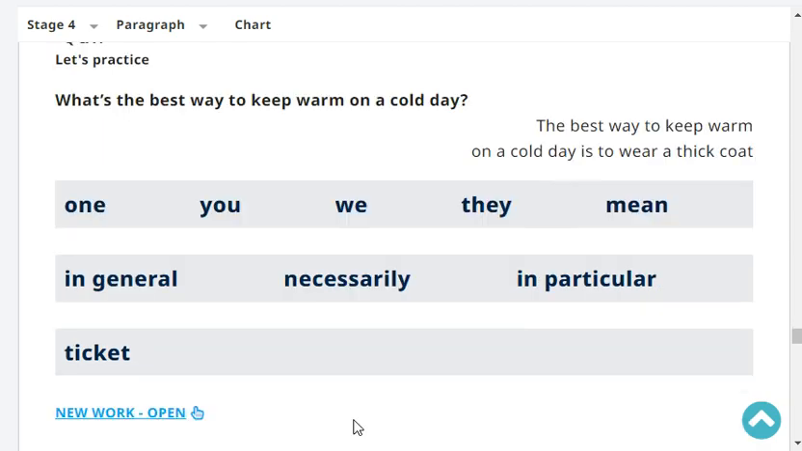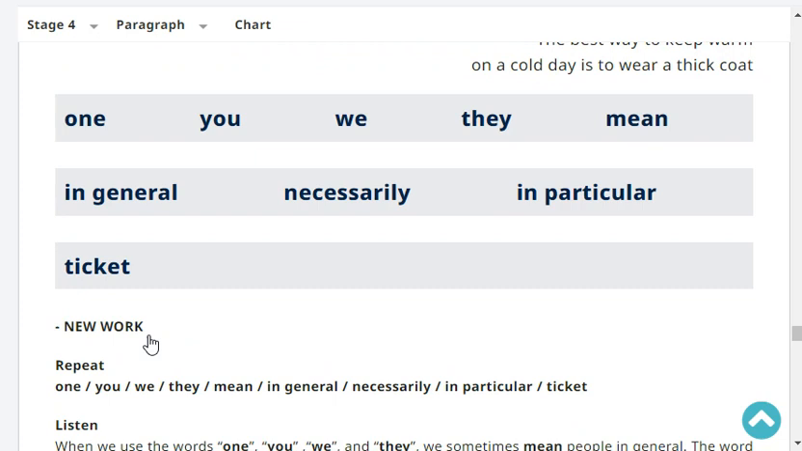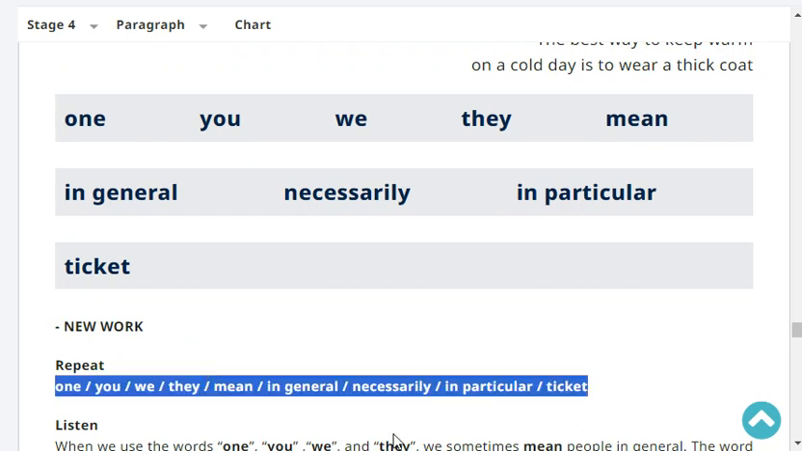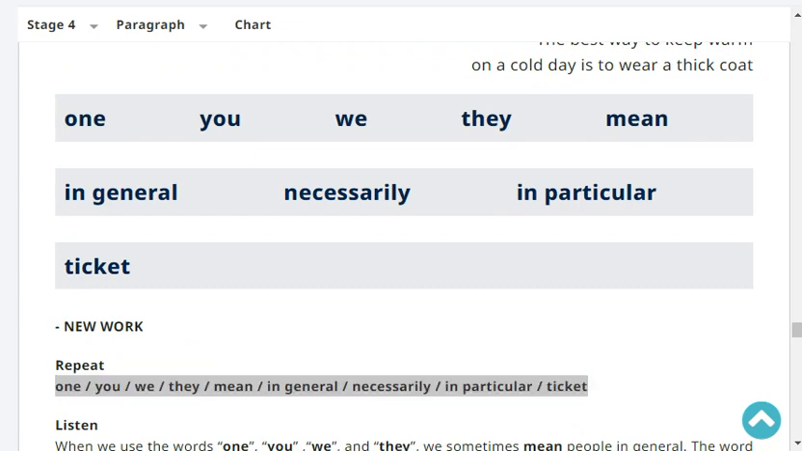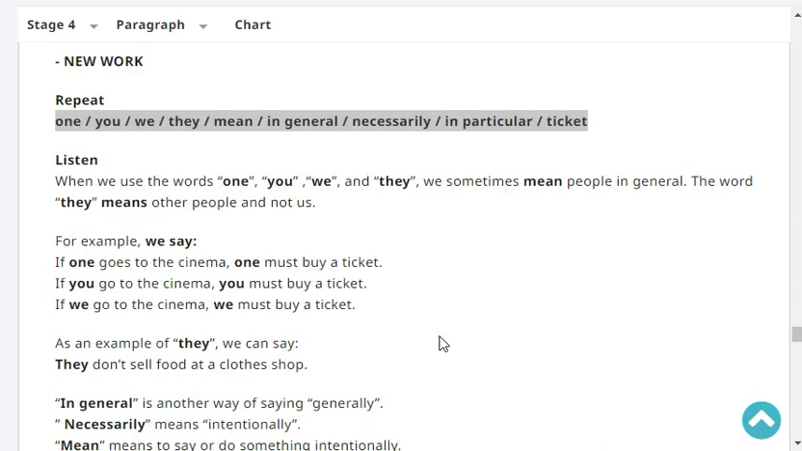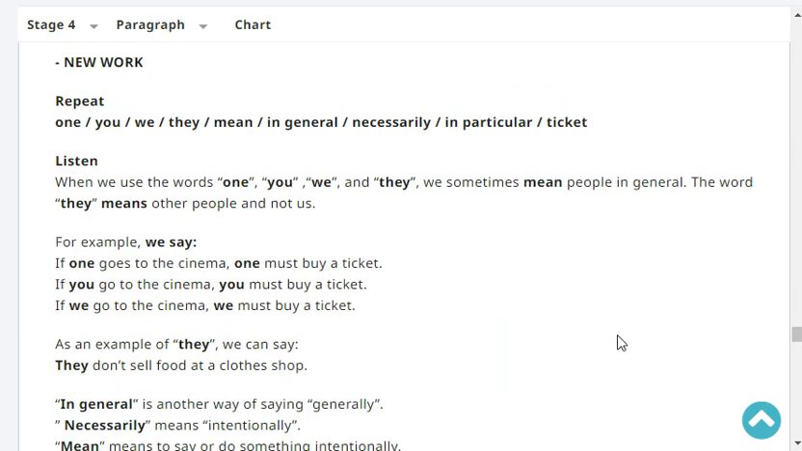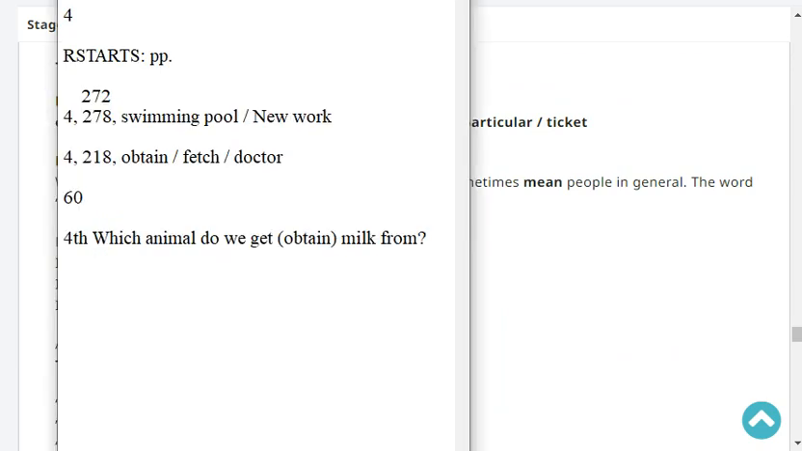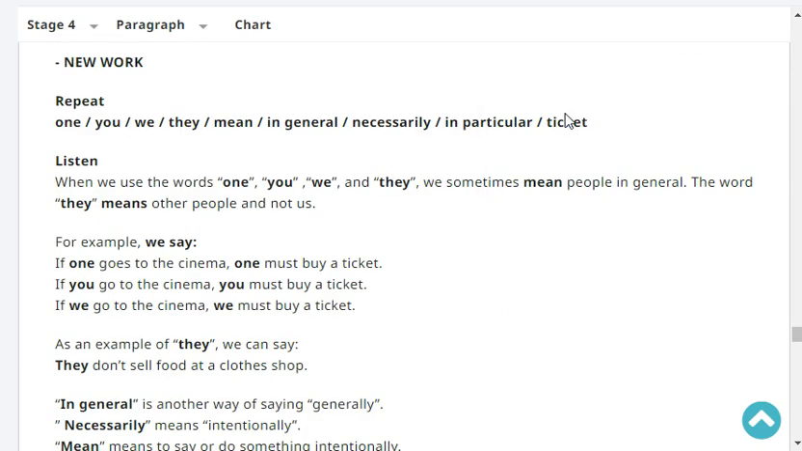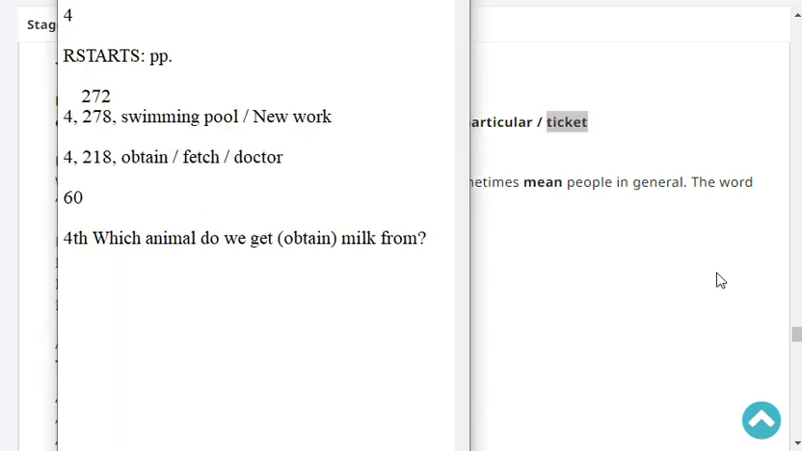Okay, next repeat. One. You. We. They. They mean in general. In general. Very good. Next, necessarily. Necessarily. In particular. In particular. Ticket. Ticket. Very good.